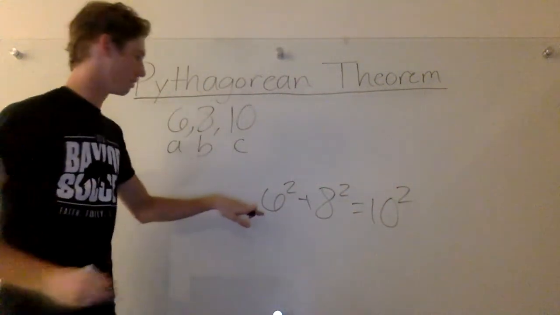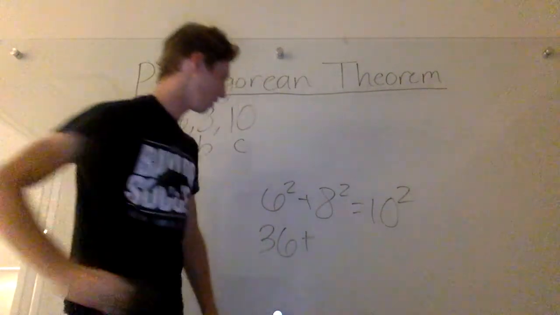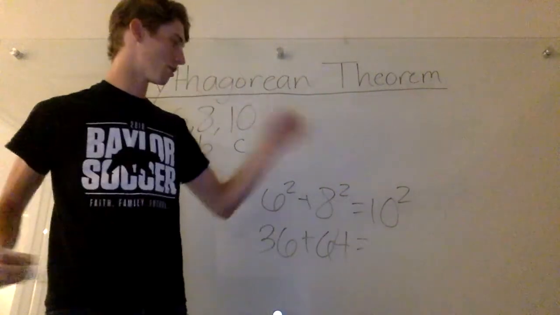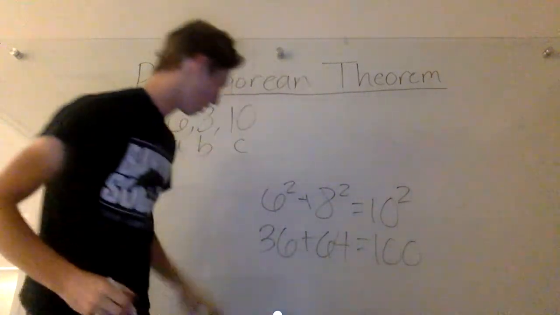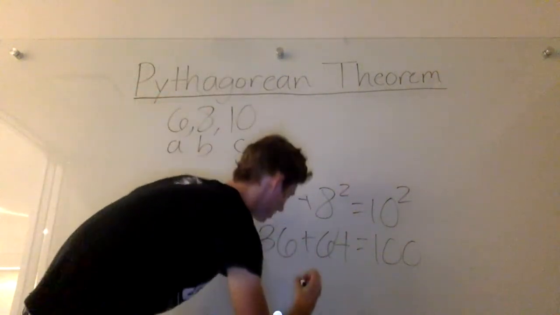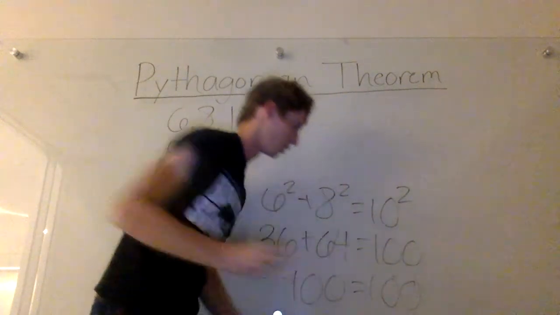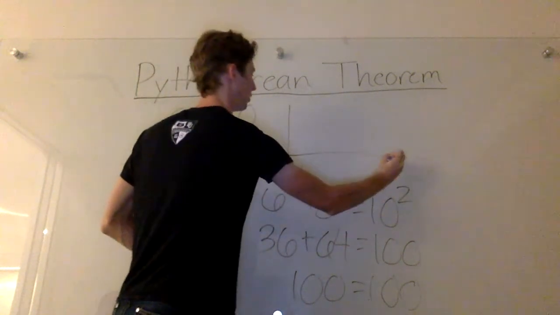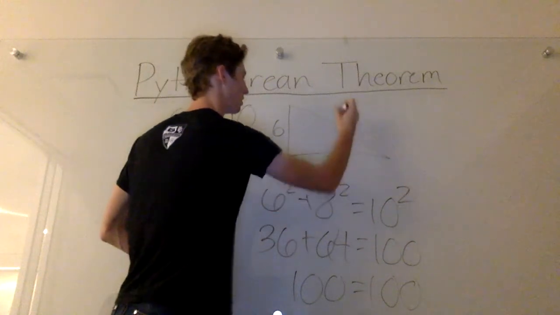All right, and then 6 squared is 36, plus 8 squared is 64, equals 10 squared, which is 100, and 36 plus 64 gives us 100, equals 100. It's a true statement, which means that you can, in fact, form a right triangle with side lengths 6, 8, and 10.